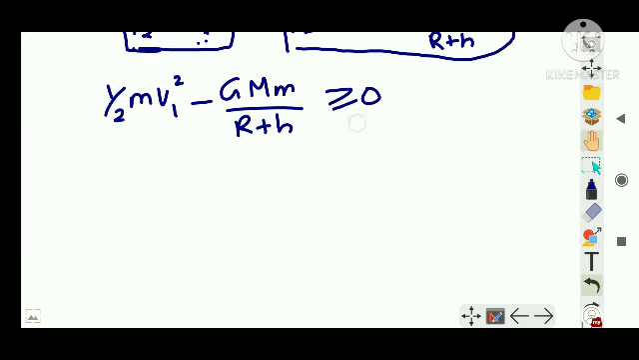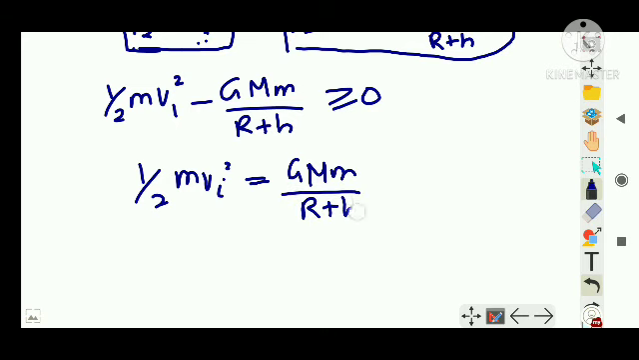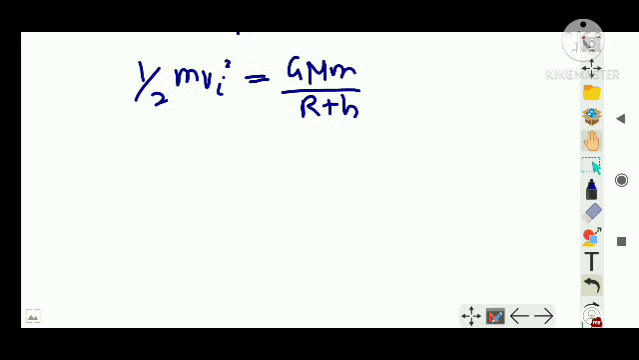Clear? Let us bring this guy to here. In place of greater, I am going to equate it as equal. That is half m Vi squared is equal to GMm by r plus h. What is a better way of solving the problem? We can cancel this m and this m. So I can write Vi squared is equal to 2GM divided by r plus h.